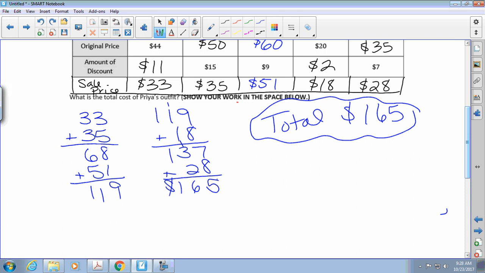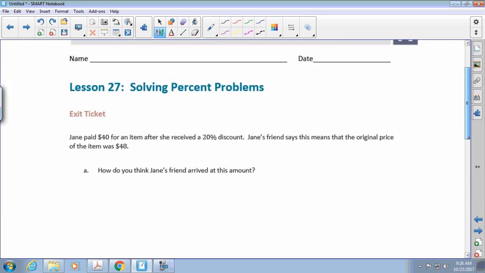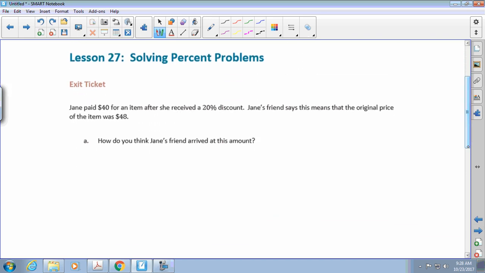So this is where I warn you about the math wizards out there. If you go to the next page, this question is a little bit different, and we're going to have to be really careful with our setup. Let's read it. It says, Jane paid $40 for an item after she received a 20% discount. Jane's friend says that this means the original price of the item was $48. So I'm going to read that again.